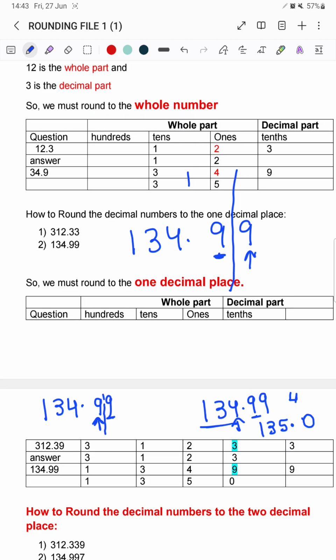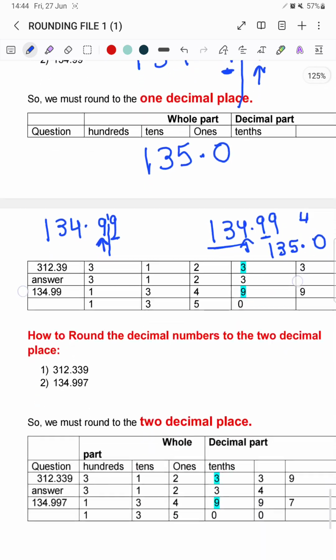So 9 plus 1, it's 0.9 plus, like we will raise it by 1. So this will be increased by 1. So it is like 1.0. So the answer will be 135.0. We always raise this value by 1.